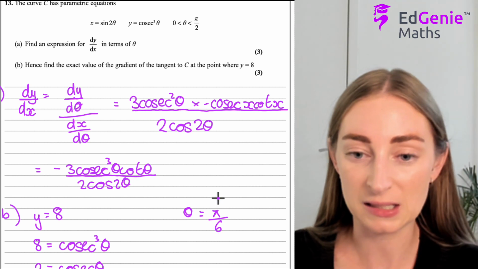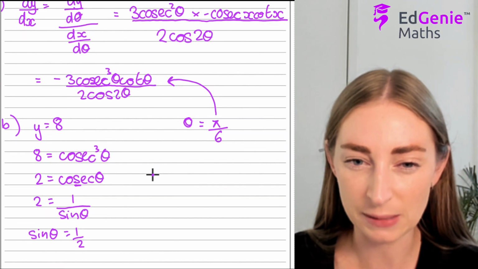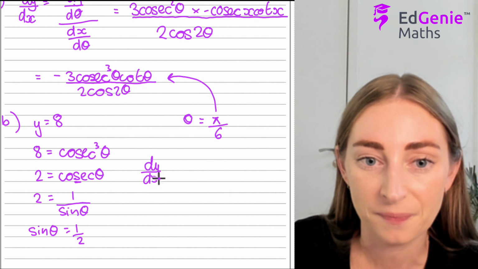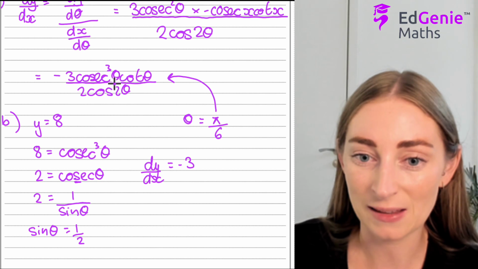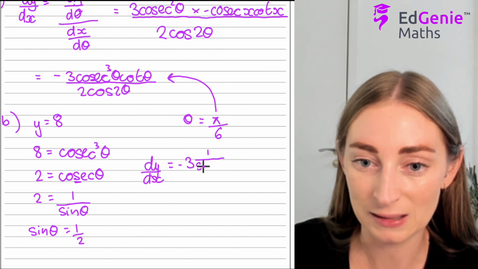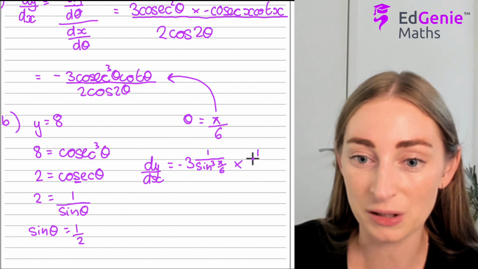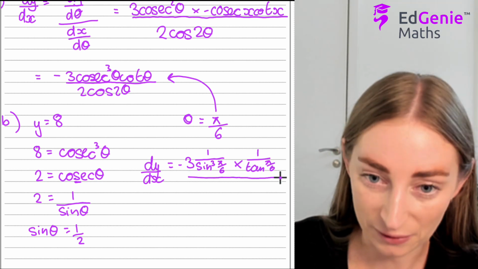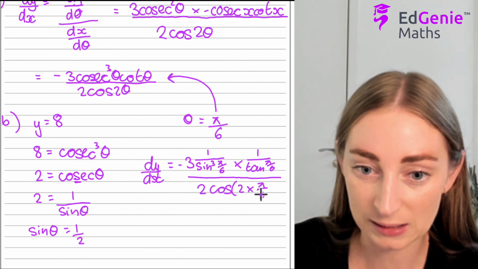So I'm finding the gradient, so I want to substitute this into here. Which sounds easy, but it's a little bit fiddly because we've got a lot going on. dy by dx equals minus 3, and then we've got cosec again. So that's going to be 1 over sine cubed of pi over 6, times cot, the third letter is t, so it's 1 over tan pi over 6, all over 2 cos 2 times pi over 6.